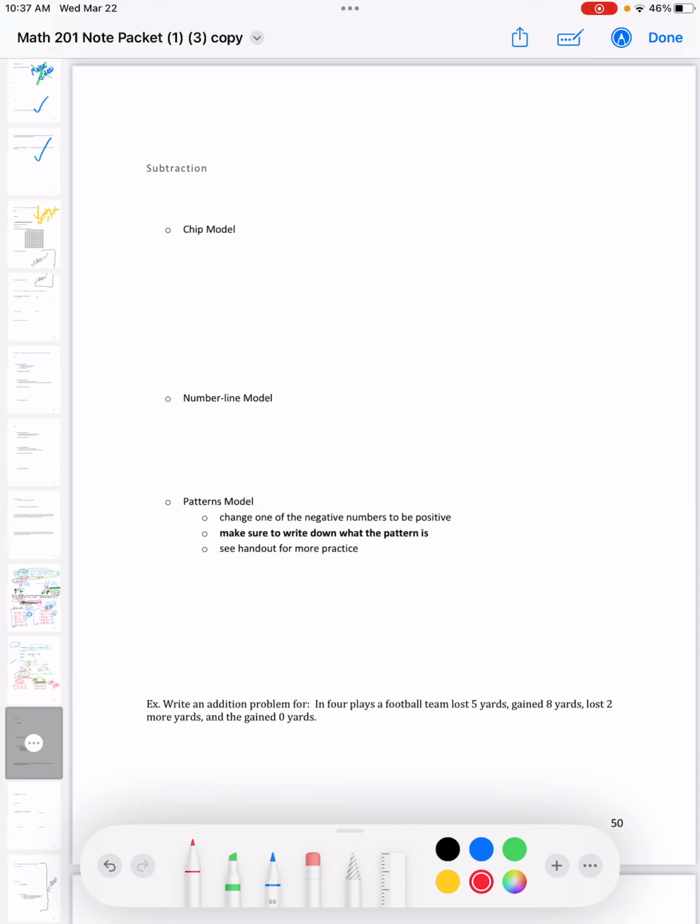Subtracting negatives, these models can be a little bit more challenging to think about, to wrap our head around. So definitely reach out if you have any questions or rewatch a video, anything you might need with that. So we're going to do our subtraction. Again, leave the problem as it is.